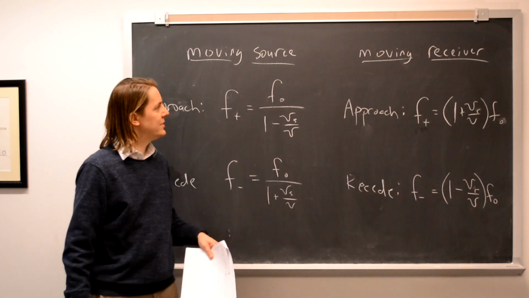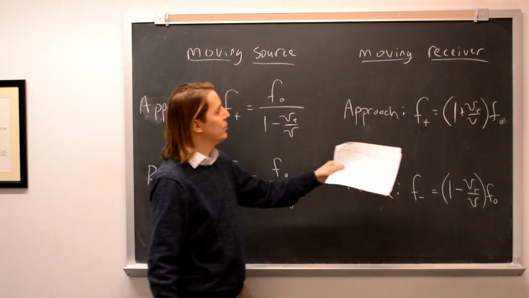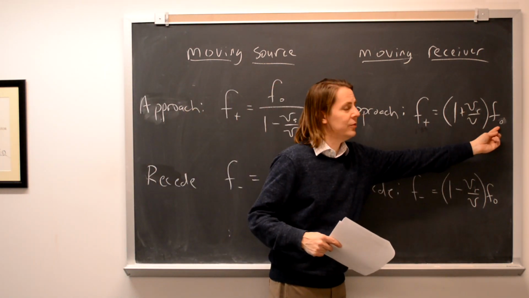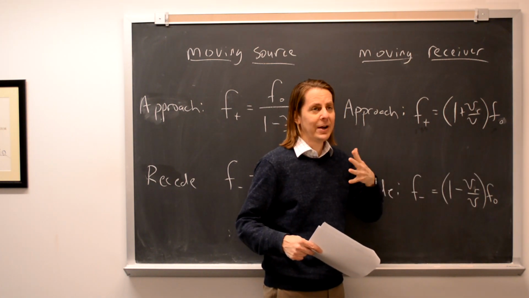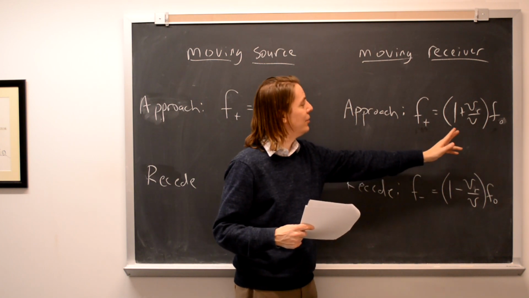So here are the four equations that you'll have on the formula sheet. Let's look at them real quick. The moving receiver: this is a case where the source is stationary, making a wave with frequency f naught. It's vibrating at f naught. The wave has frequency f naught because the source isn't moving, but the receiver hears a higher frequency.